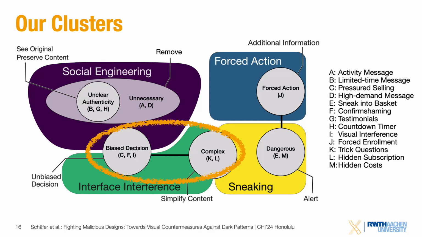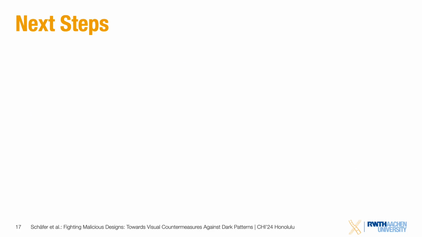Notice that only clusters containing interface interference overlap with other categories. For clusters that share a thicker bar, participants mainly chose the same countermeasure but for different reasons. For forced action and dangerous elements, participants preferred highlight with explanation, while they chose hide for biased decision and complex elements. So, how can we continue from here?